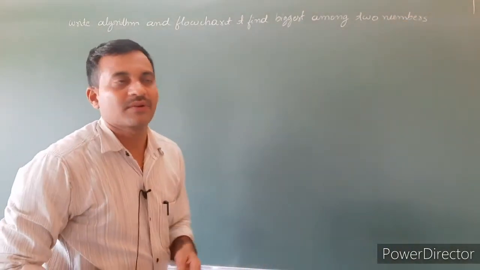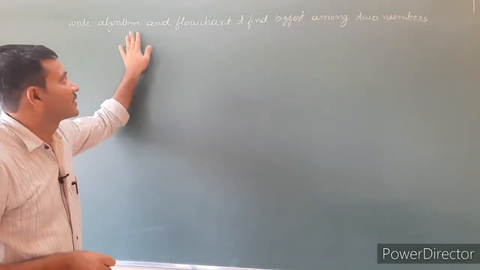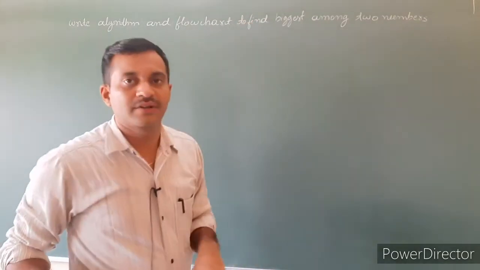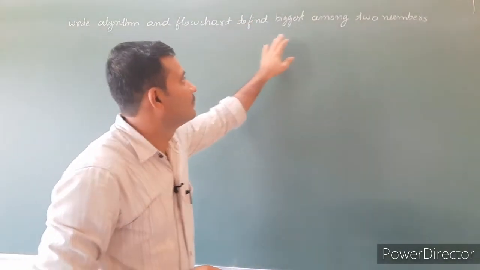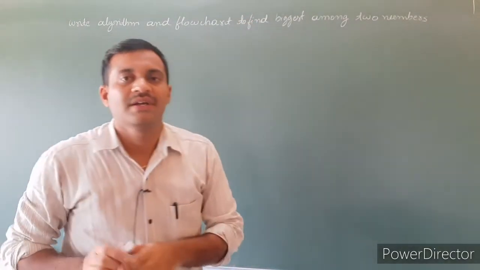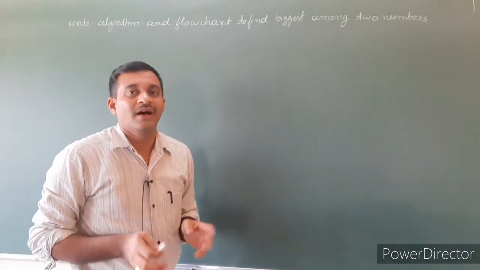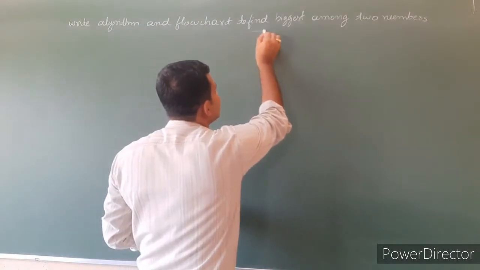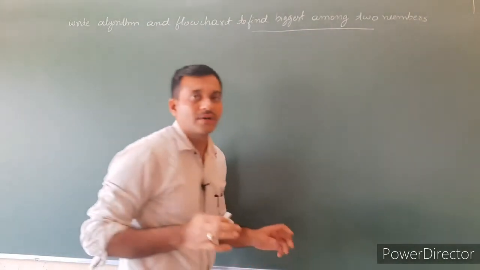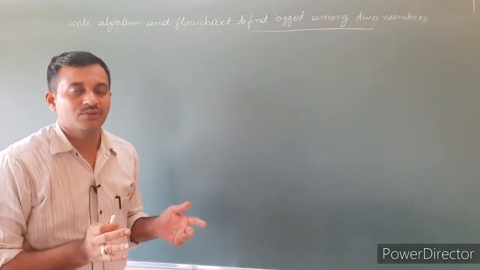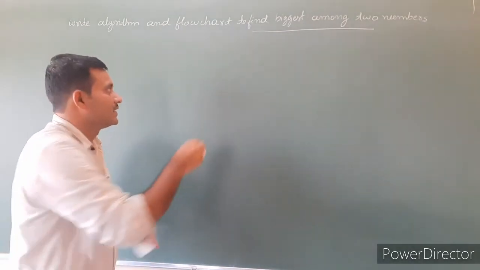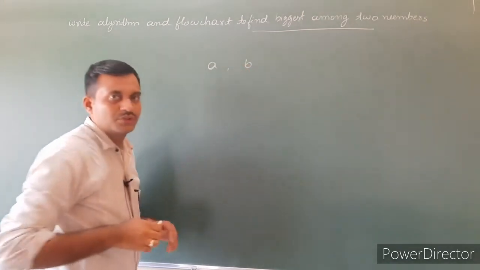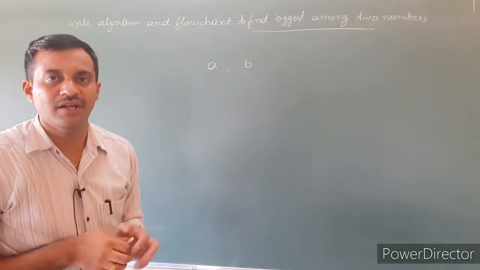Consider the problem definition: algorithm and flowchart to find the biggest among two numbers. Based on the problem definition, we analyze it. Here analysis means we have to find the biggest among two numbers. So here the inputs are two numbers. Consider A and B are the two numbers.